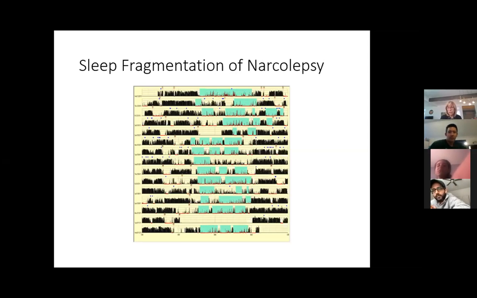So when you have the sleep fragmentation phenotype in narcolepsy, don't say, oh, you can't have narcolepsy because you're not sleeping at night, you're fooling around. This person wasn't fooling around.